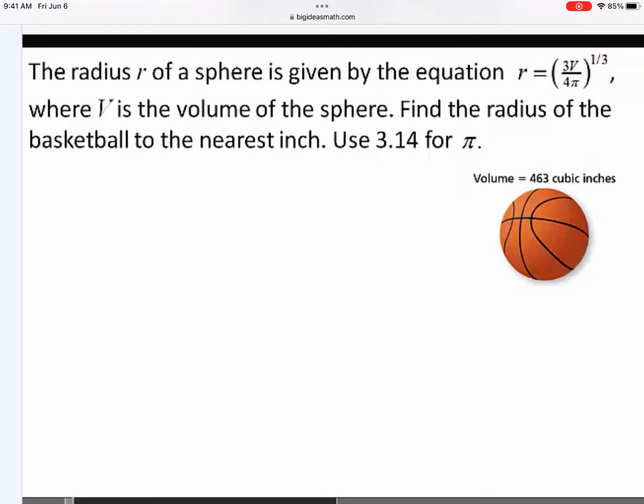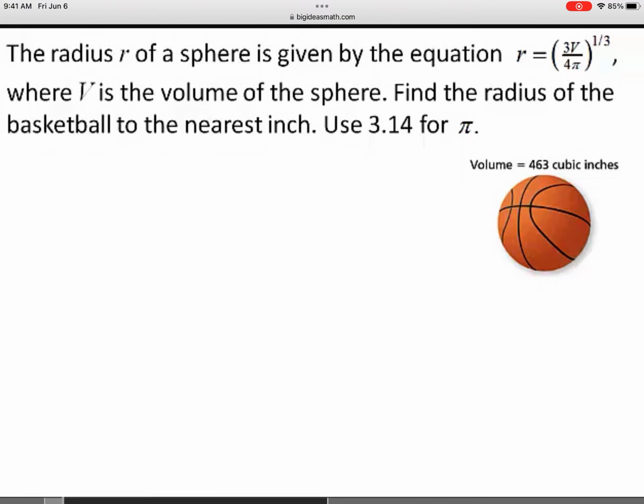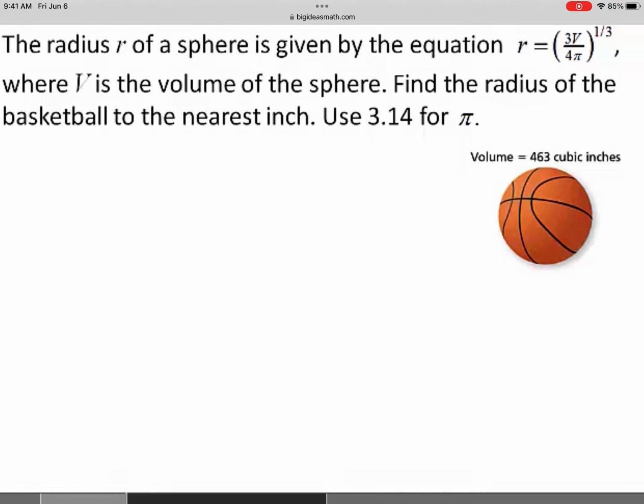The radius r of a sphere is given by the equation r equals the quantity 3v divided by 4 pi to the 1/3 power, where v is the volume of the sphere. Find the radius of the basketball to the nearest inch. Use 3.14 for pi.